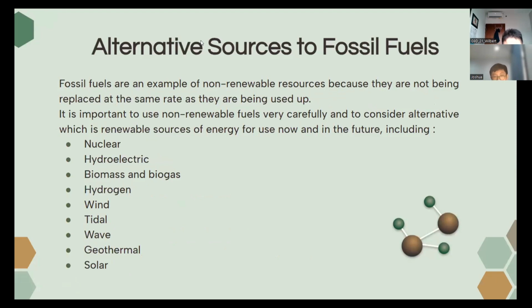The alternative sources to fossil fuels. Fossil fuels are an example of non-renewable resources because they are not being replaced at the same rate as they are being used up. It is important to use non-renewable fuels very carefully and to consider renewable alternative sources of energy for use now and in the future, including nuclear fuel, hydroelectric, biomass and biogas, hydrogen, wind, tidal, wave, geothermal, and solar.